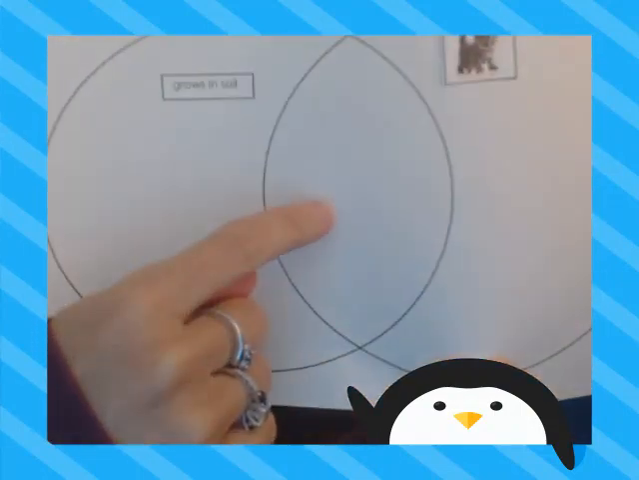Now, let's look for a characteristic that we can put in the middle. I see a really good one. It says alive. Both plants and animals are alive. They're both living things. So this characteristic that says alive can go right in the center, right in the middle of my Venn diagram, because both plants and animals are alive.